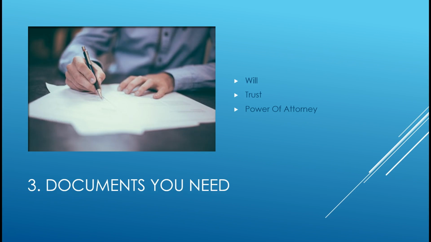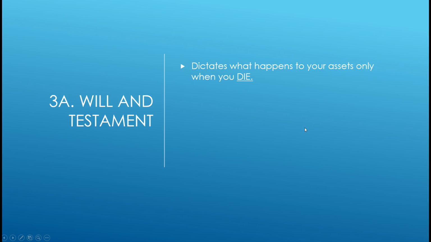Next, you're going to look at a couple of documents that you're going to need. One is a will and testament and a trust, and the other is a power of attorney. Here's what a will and testament is. Basically, it dictates what happens to your assets, but only when you die. That's the big difference between a will and testament and a trust. A will and testament only takes effect when you die.